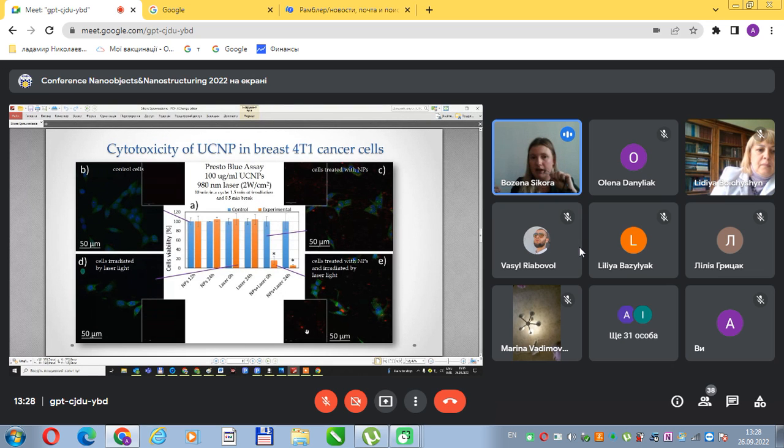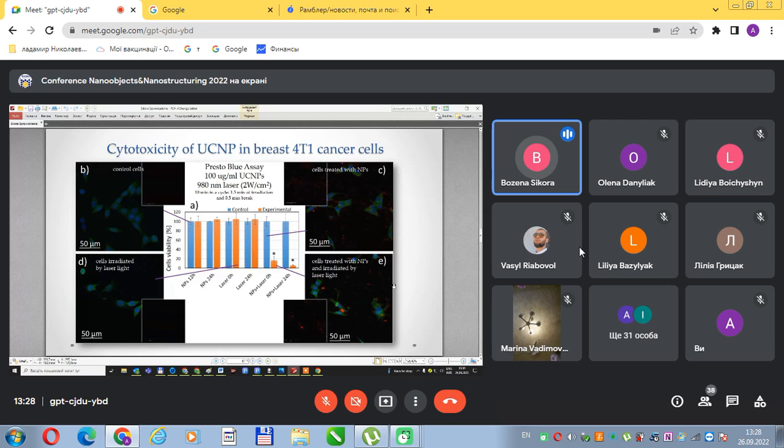That means that 80% of the cells were destroyed. And 24 hours after this irradiation, we observed almost 100% decrease in cell viability. That means that almost all of the cells were destroyed. This was compared with all controls, that means only nanoparticles inside cells.